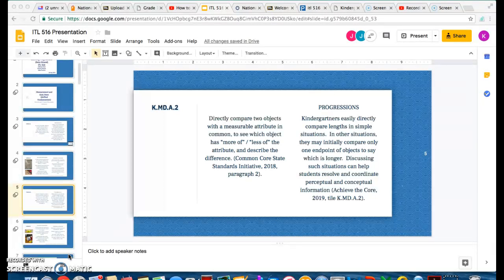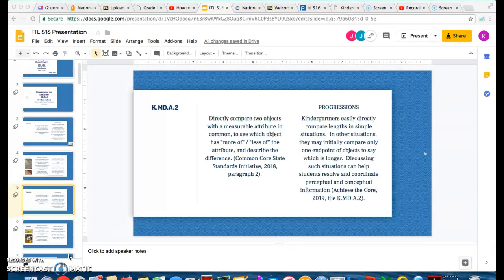This can be done by having them compare objects side by side. They also should be able to determine which object can hold more or less than the other. This can be done by filling up one of the objects and pouring it into the other one. They also should be able to determine which object is heavier or lighter, possibly by lifting one in one hand and one in the other hand.